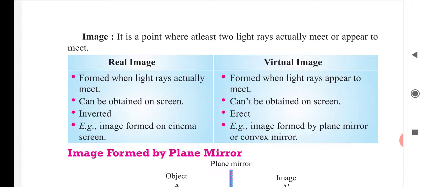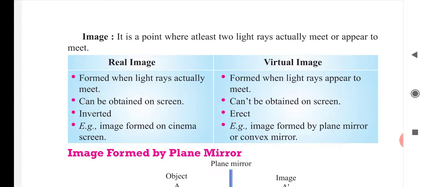So what is an image? An image is a point where at least two light rays actually meet or appear to meet. If the two light rays after reflection meet at one point, that point we call the image point, or the image. So an image is that point where at least two light rays actually meet. If they actually meet, we call it a real image. If they appear to meet, we call it a virtual image.